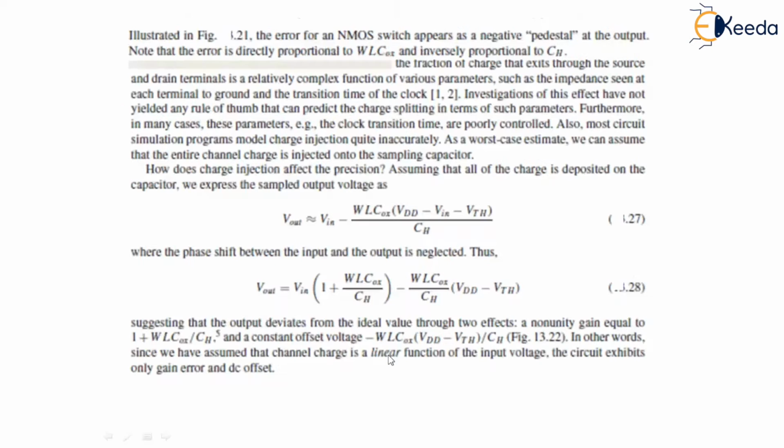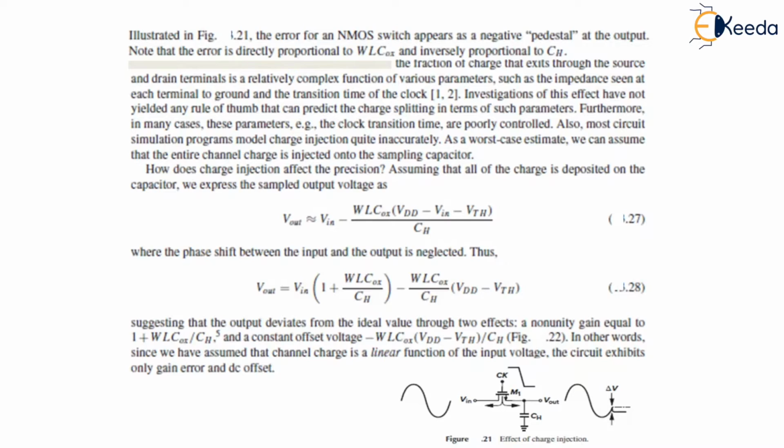As illustrated in figure 21, the error for an NMOS switch appears as a negative pedestal at the output. Note that the error is directly proportional to W·L·Cox and inversely proportional to the capacitor CH. So this is the effect of charge injection. Now, the fraction of charge that exits through the source and drain terminals is a relatively complex function of various parameters, such as the impedance seen at each terminal to ground and the transition time of the clock. There is no rule of thumb that can predict the charge splitting in terms of such parameters.